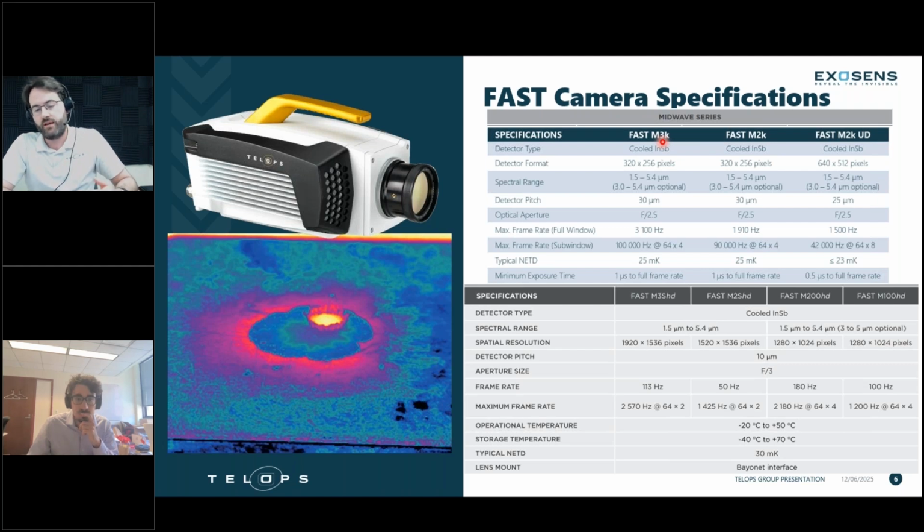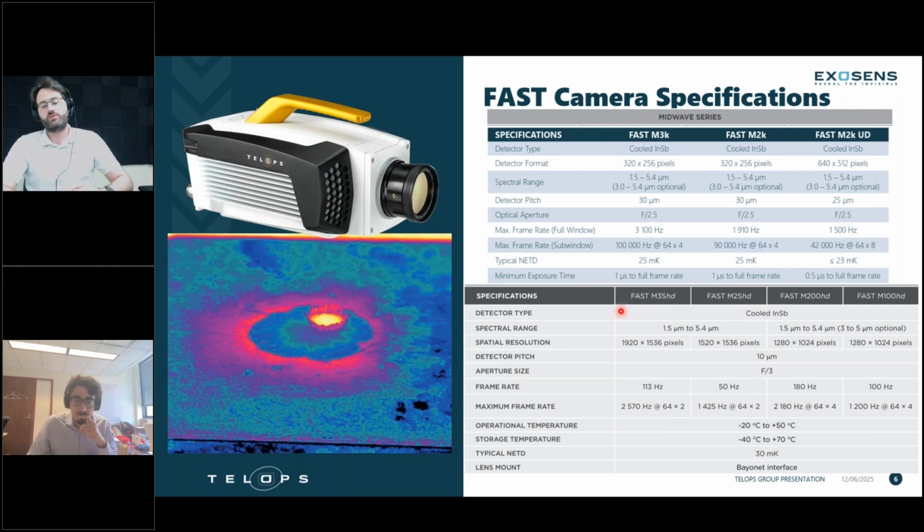We have the M2K. M2K UD is an interesting new model that's in between, offering a slightly higher spatial resolution, like we can see in the window, detector format size. But it also allows that high speed acquisition. So that is a good in between for spatial and temporal resolution.